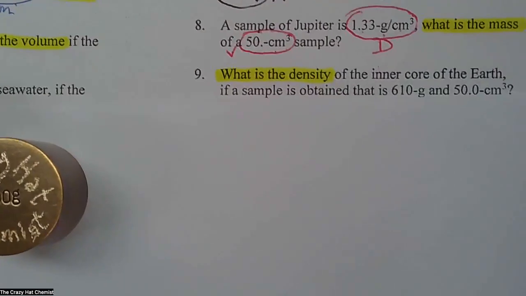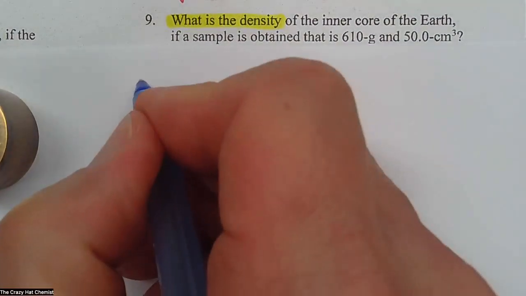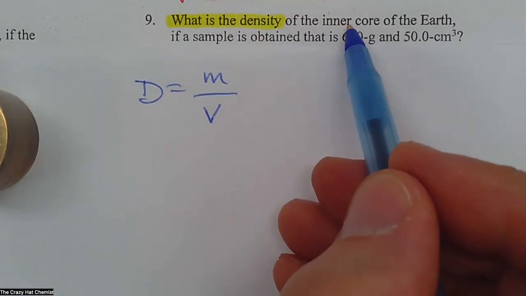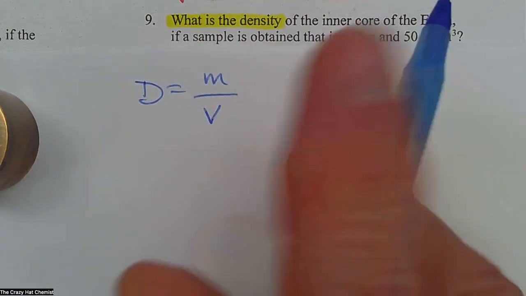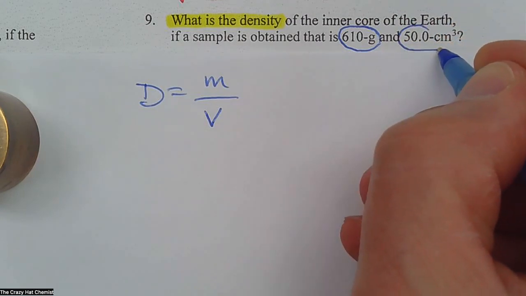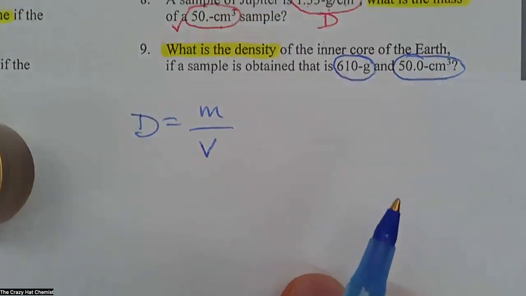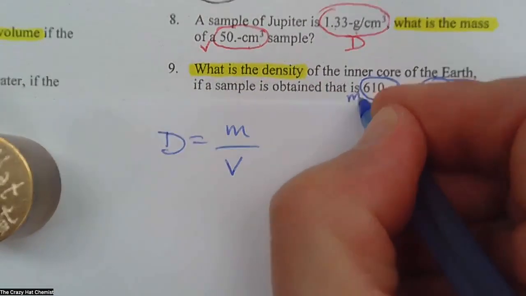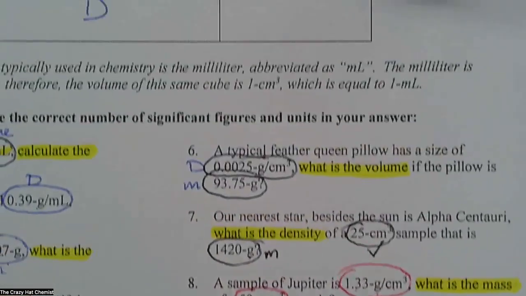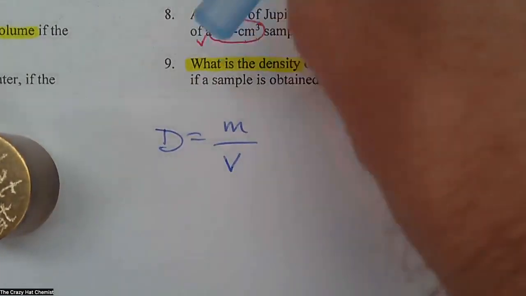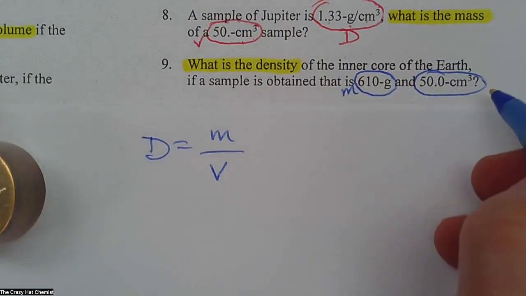So I'm going to be writing that down here for this one here. Density is equal to mass over volume. It says of the inner core of the Earth, if a sample is obtained that is 610 grams and 50.0 cubic centimeters. So grams, what does grams correspond to? What set of units? Grams is a mass. So that means I know that this number is a mass. Cubic centimeters, what is that? Cubic centimeters is a volume. So this is a volume.